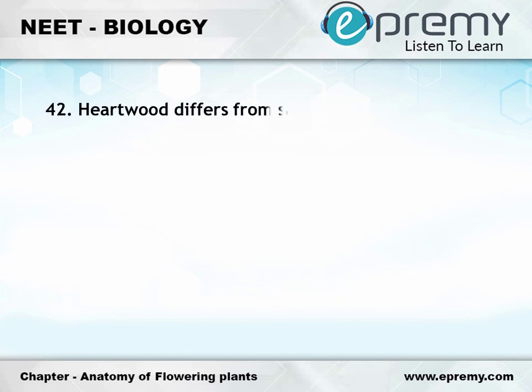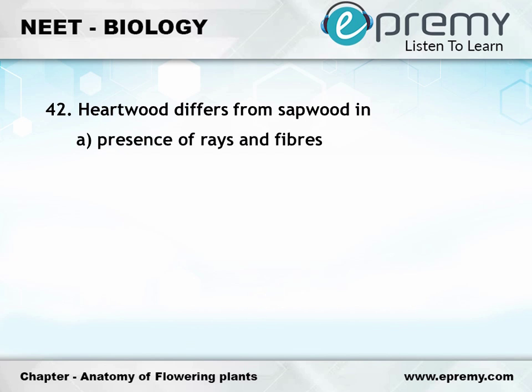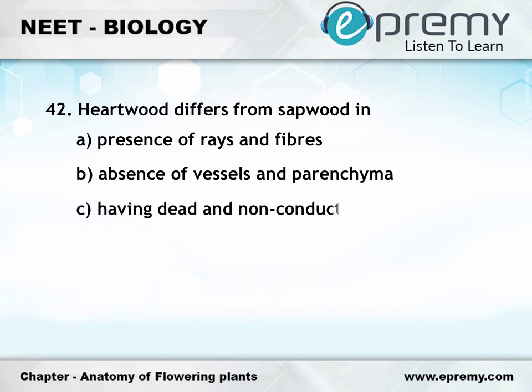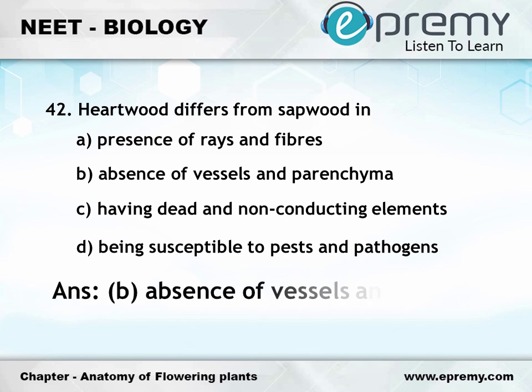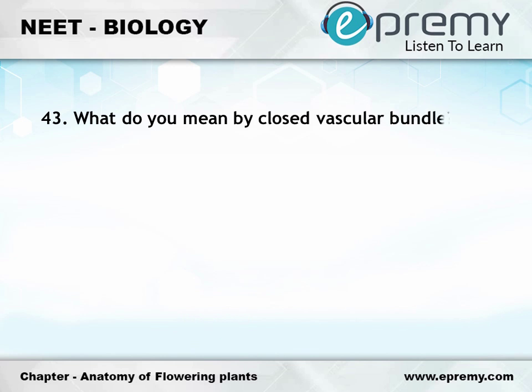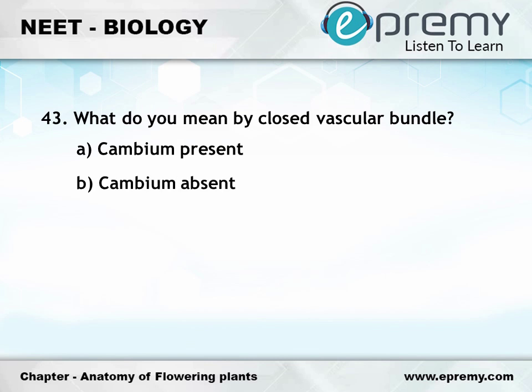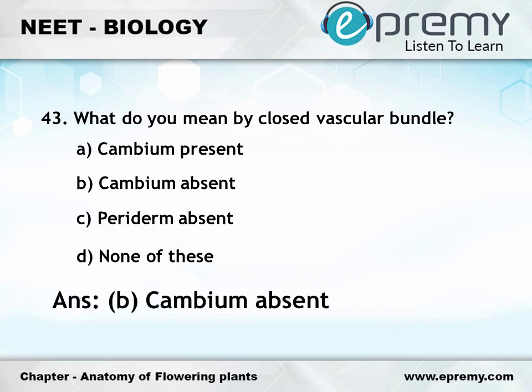Question number 42. Heartwood differs from sapwood in option A, presence of rays and fibers. Option B, absence of vessels and parenchyma. Option C, having dead and non-conducting elements. Option D, being susceptible to pests and pathogens. The answer is option C, having dead and non-conducting elements. Question number 43. What do you mean by closed vascular bundle? Option A, cambium present. Option B, cambium absent. Option C, periderm absent. Option D, none of these. Answer is option B, cambium absent.